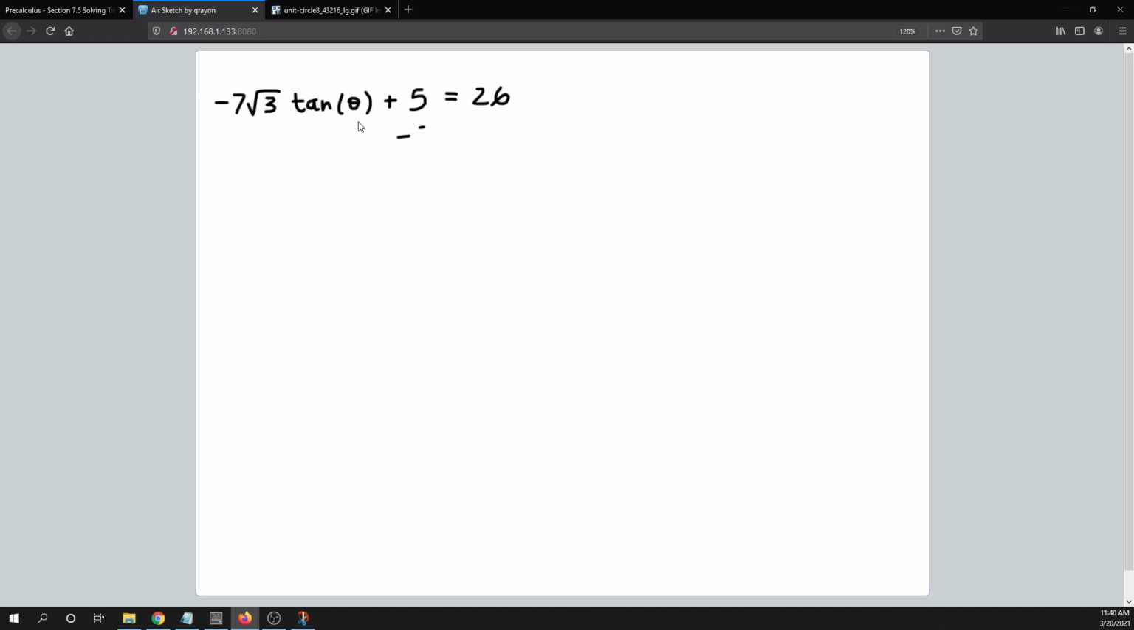So the first step is going to be to subtract 5 from both sides. When I do that, I'll get -7 square roots of 3 tan theta on the left side, and on the right hand side, I'll get 21. Now you can see that on the left hand side, all I have is some number times tan theta.